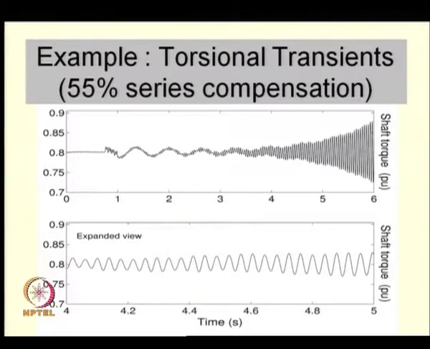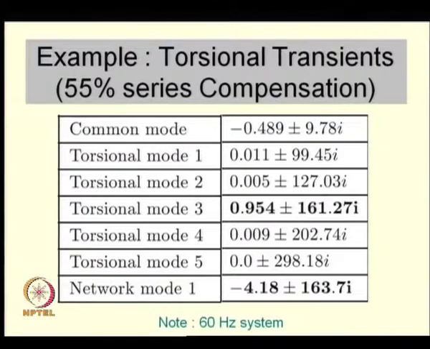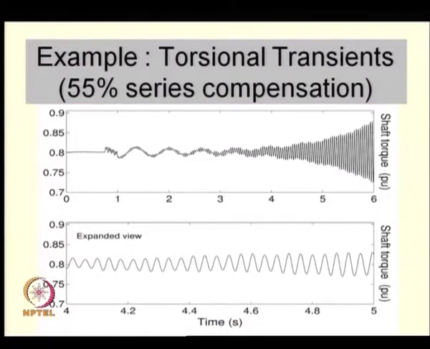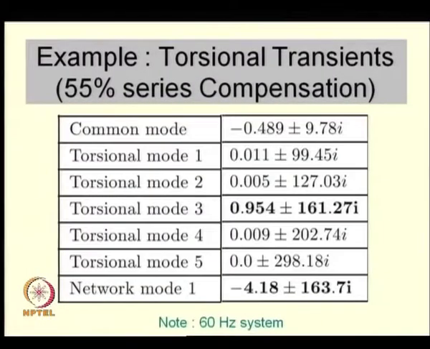If you look at the eigenvalues which we got for this particular system, we see that torsional mode 3 is very badly affected. In fact, that is what you see in the simulation study as well. We see that particular mode growing with time. Now, in this study, I should mention that no mechanical viscous damping was considered. So, the only damping which was possible was due to the interaction with the electrical network, and you see that all the torsional modes seem to have positive real parts.